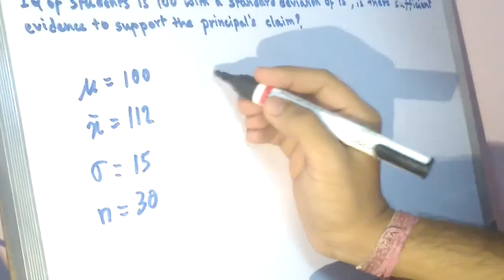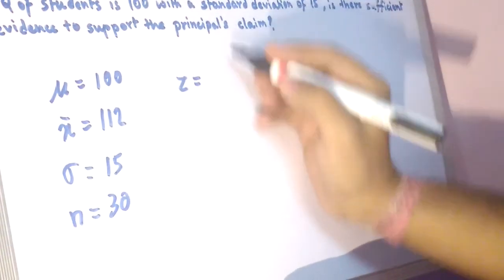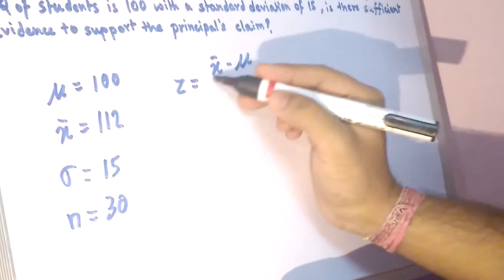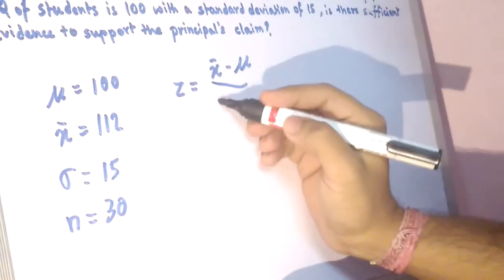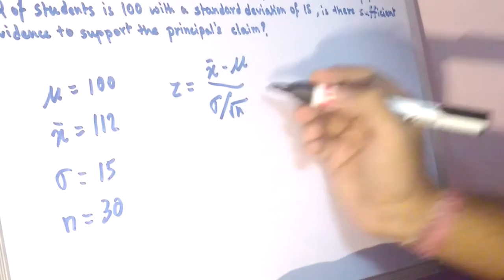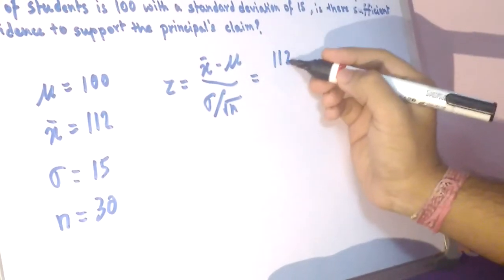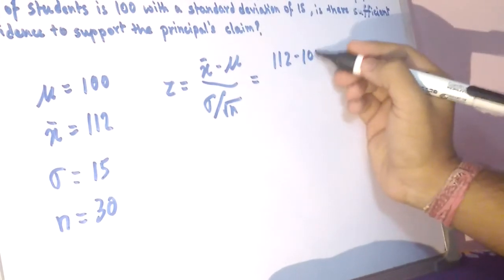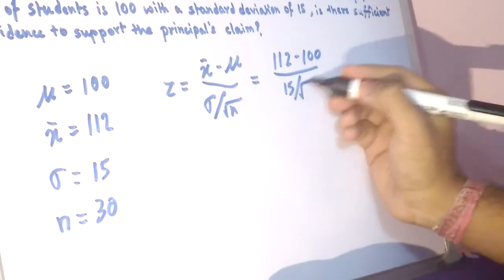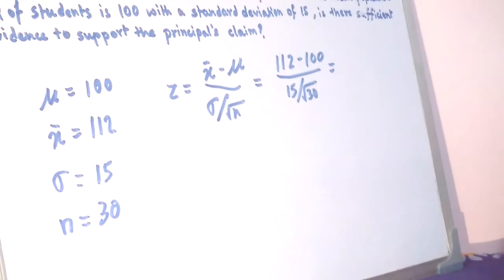The formula for finding the z-score is very simple. We have z equals x bar minus mu, divided by the standard deviation divided by root over n. So we have 112 minus 100, divided by 15 over root 30.